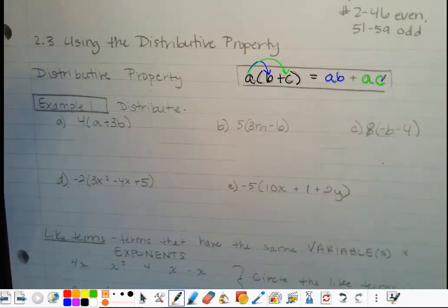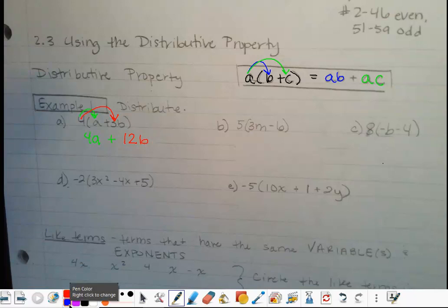All right, so let's dive right in with the first one here. 4 times the quantity A plus 3B. So 4 times A is 4A plus, we're going to bring down that plus sign, 4 times 3B, so we're going to do 4 times 3 is 12, and then it's B. That's it. We just distributed. That's what we're practicing today.